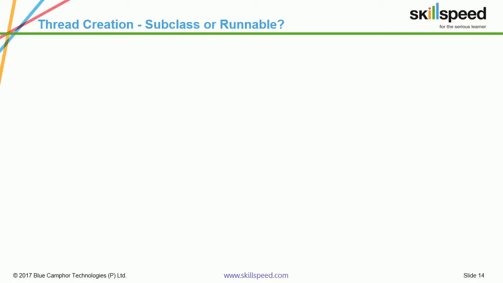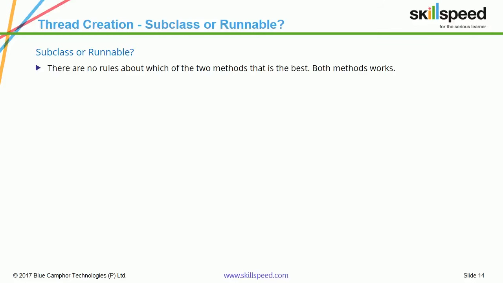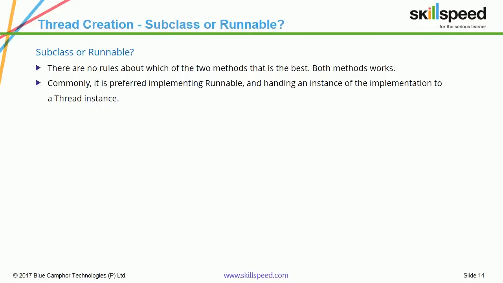Let us next look at whether during thread creation we should be using the subclass or the Runnable class. What is it which makes it better? There are no rules about which of the two methods is the best. Both methods work. Commonly, it is preferred to implement Runnable and hand an instance of the implementation to a Thread instance.